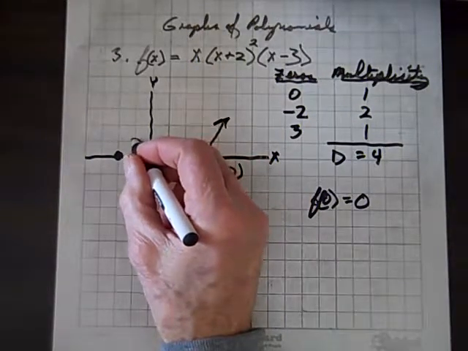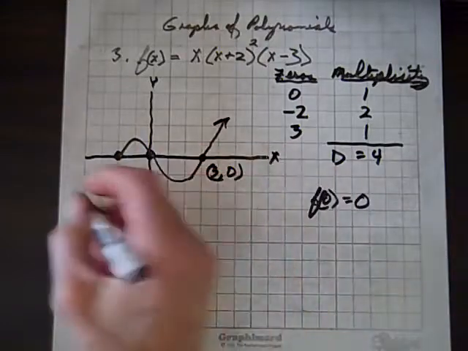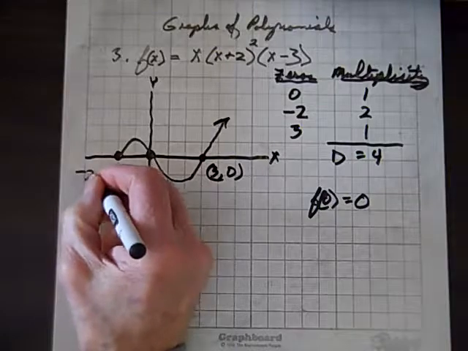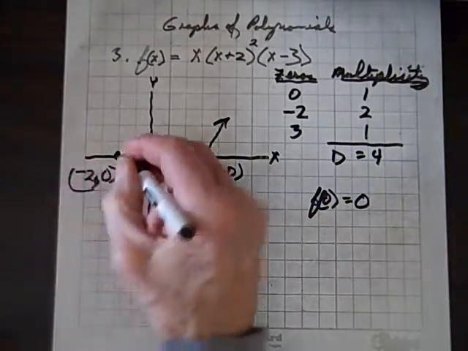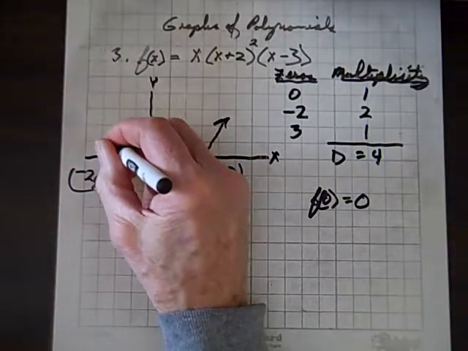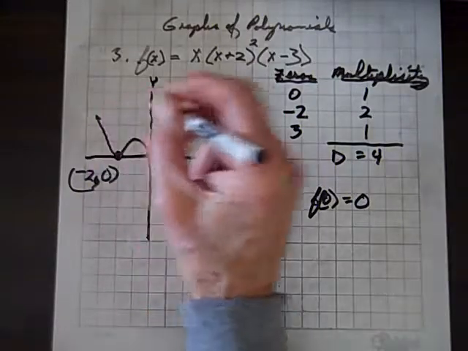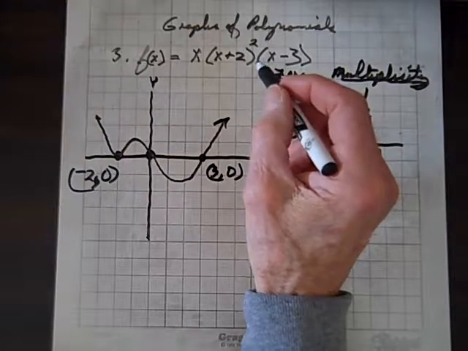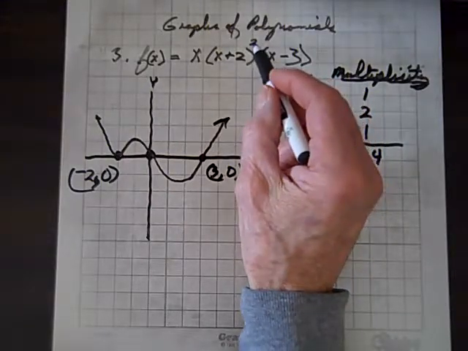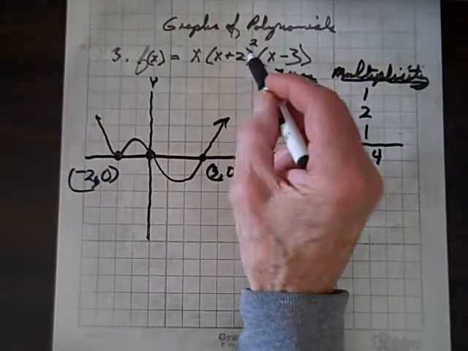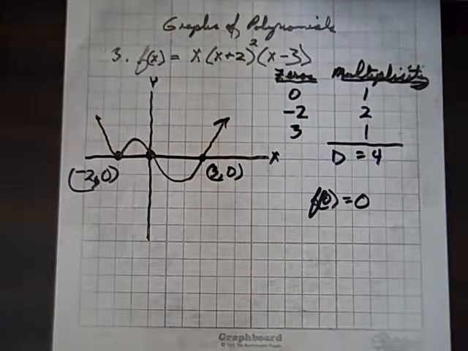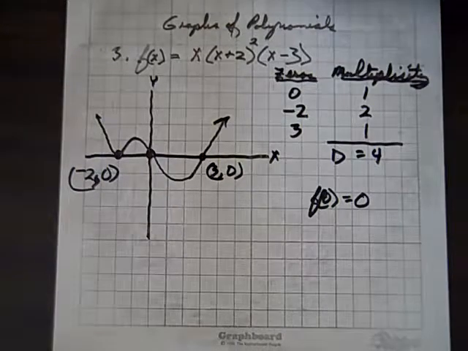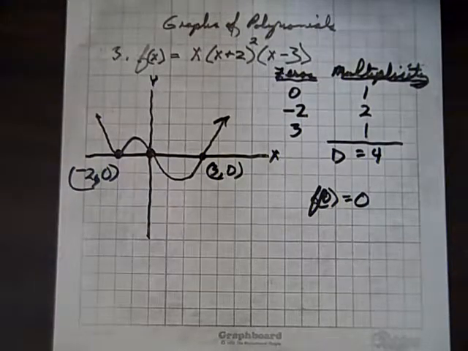But when it comes to what's going on at negative 2, we're going to bounce. And the reason we're going to bounce off the x-axis is because the exponent on this factor is even. And we're done. We've got it graphed. We've got multiplicities, zeros, and degrees.